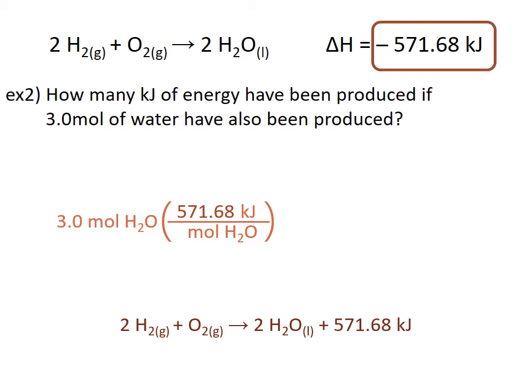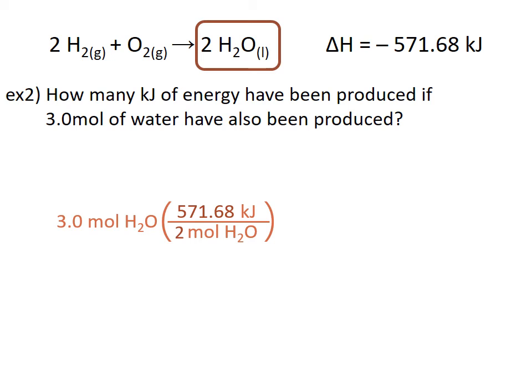And that is equal to, according to our balanced equation, 2 moles of H2O. Now moles H2O and moles H2O will factor out. I run it through my calculator. 3 multiplied by 571.68 divided by 2, and that gives me 857.52 kilojoules.